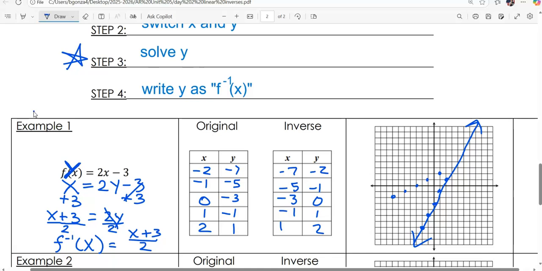That's it. And then you make that line, and you're going to end up with two nice lines. Those are inverse graphs, inverse tables, and inverse equations.